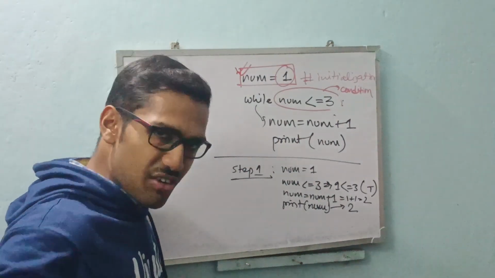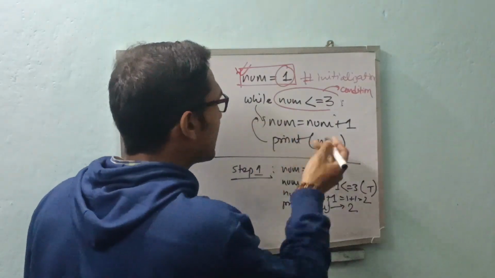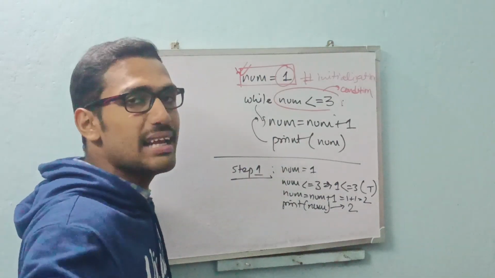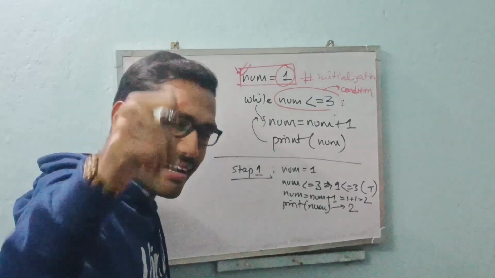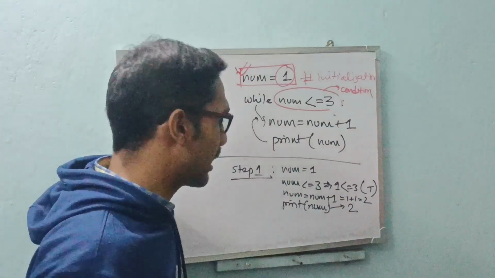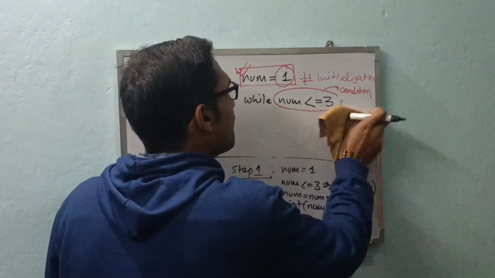Now what if we just swap it? Swap it means if we place the print statement before the updation statement, then definitely it will print the value of num first as 1, then it will get incremented, and that incremented value will get checked. Okay, let me show you. This is a very important part.